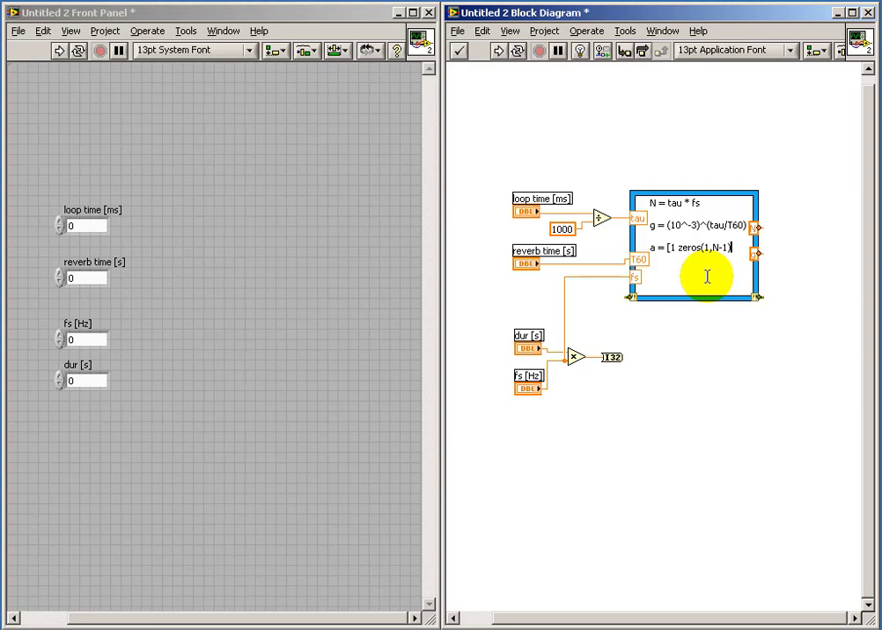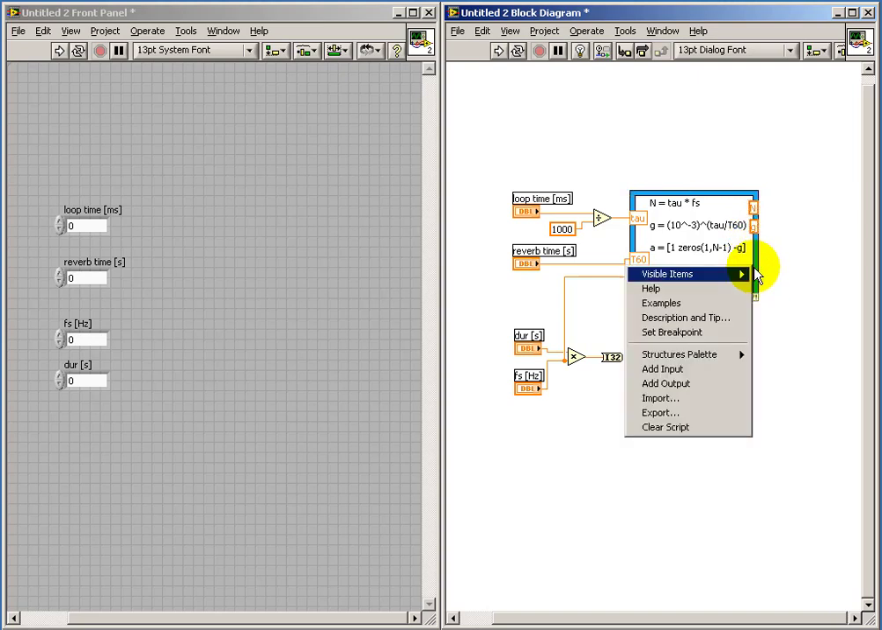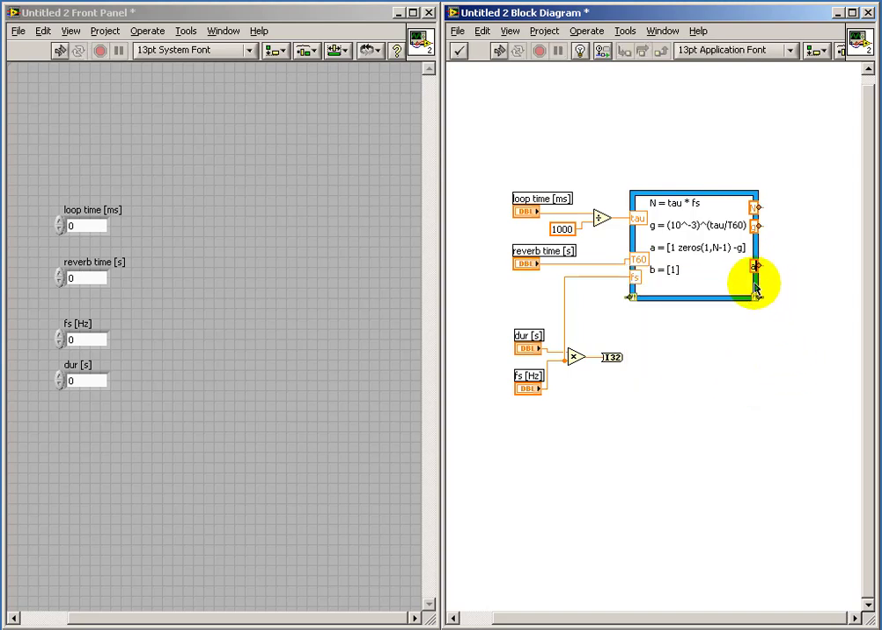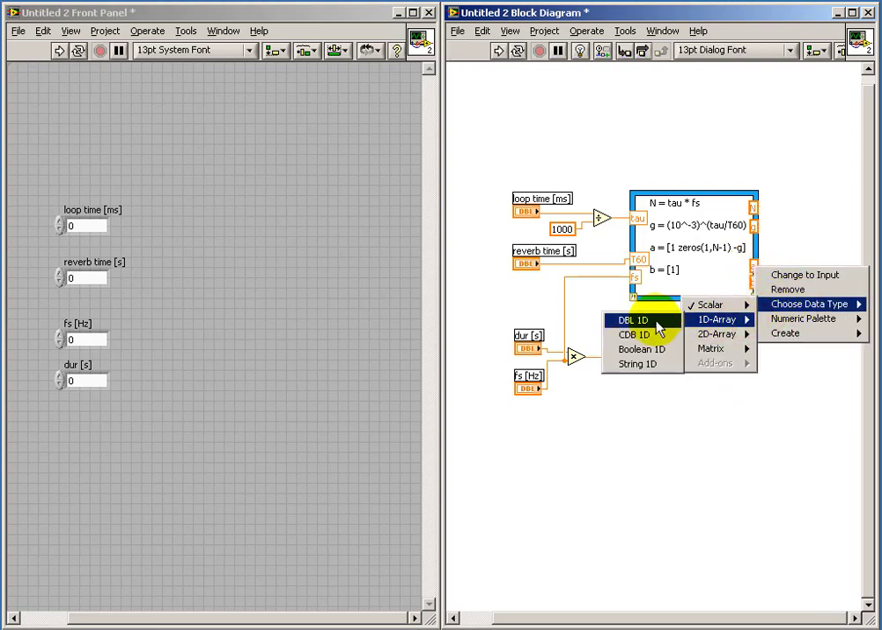Now the A coefficients, also called the reverse coefficients, look like a 1 and then a whole series of zeros, n minus 1 zeros to be specific, and then a final coefficient of minus G. The B coefficients, we simply have one of those. Now both A and B are arrays instead of scalars, so we need to remember to change the data type to an array data type.